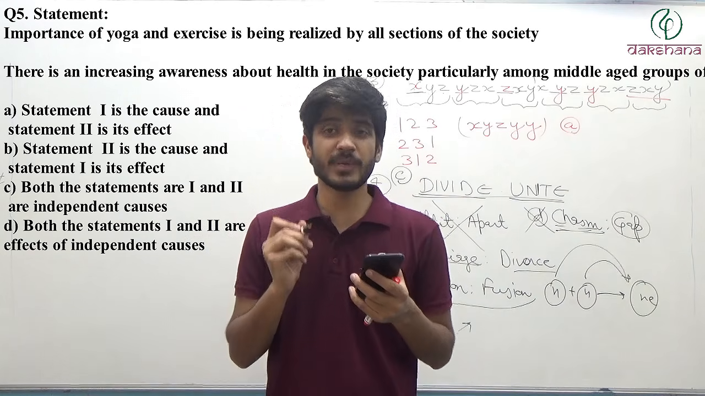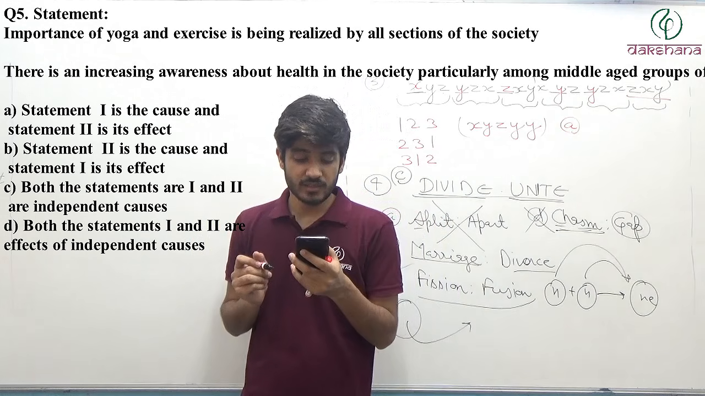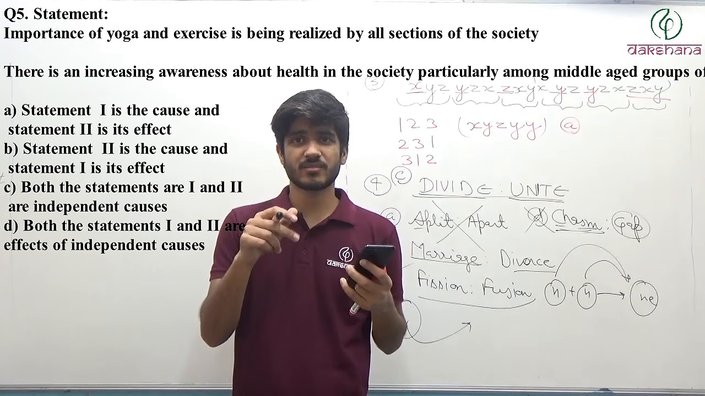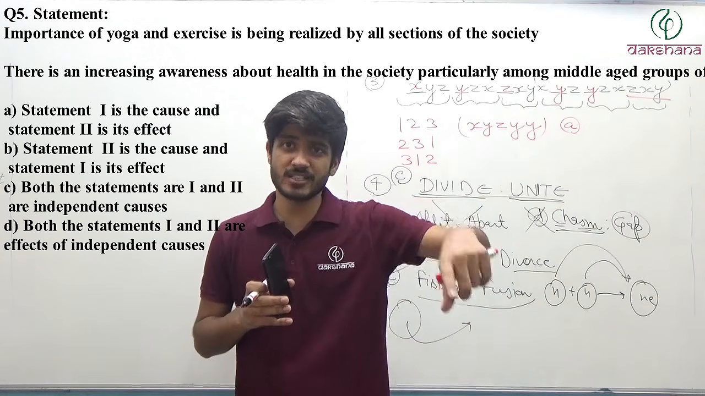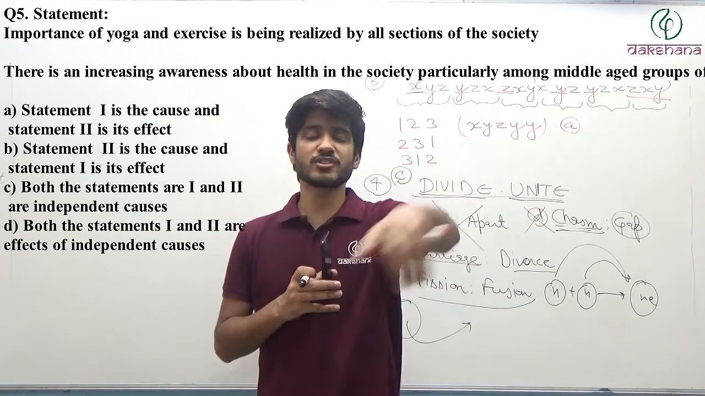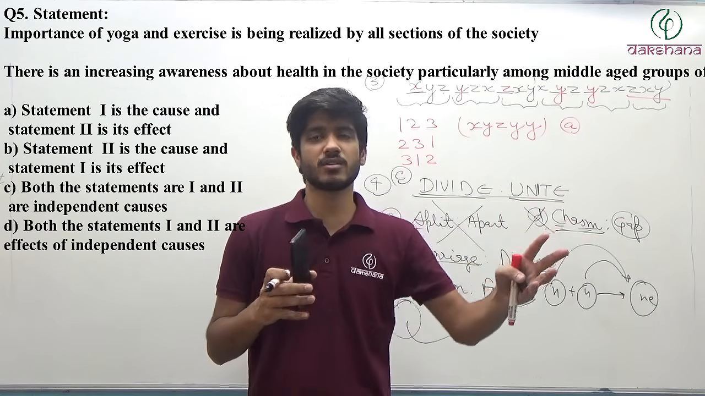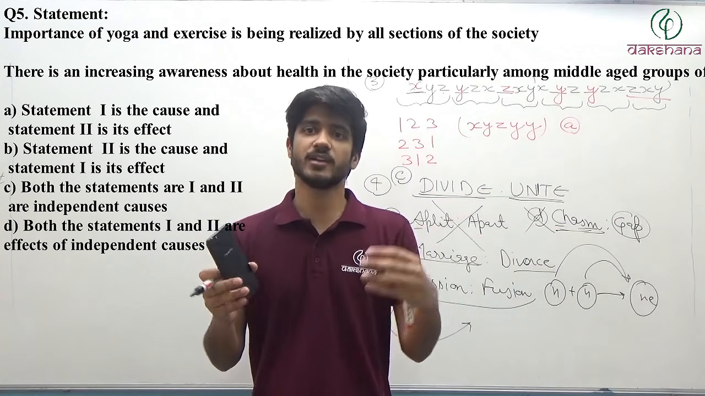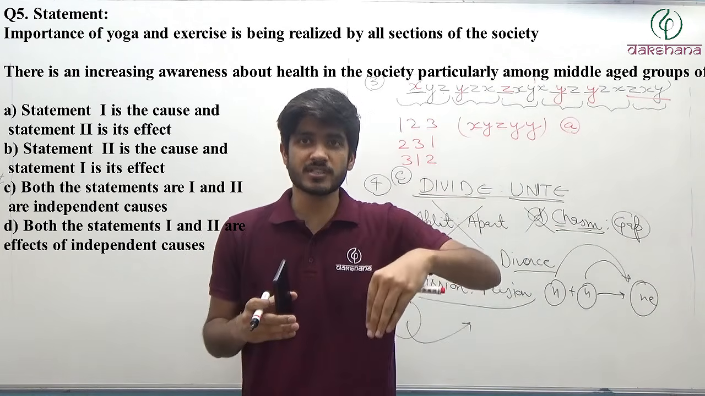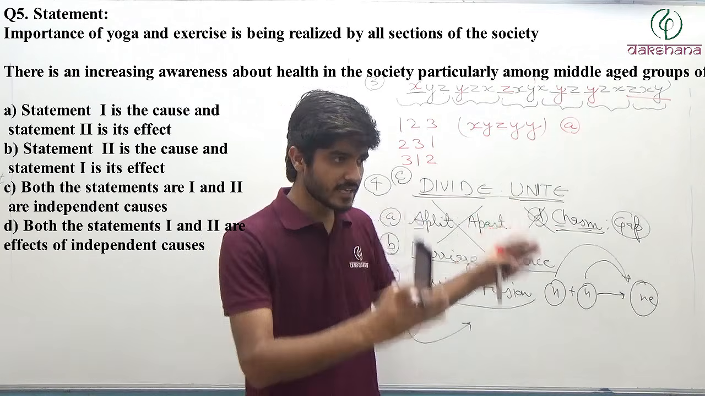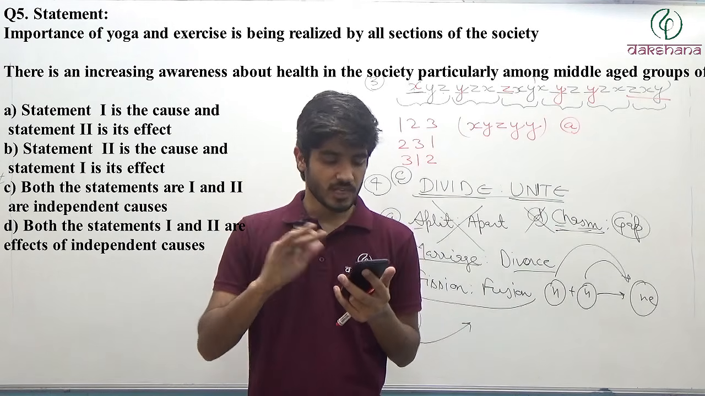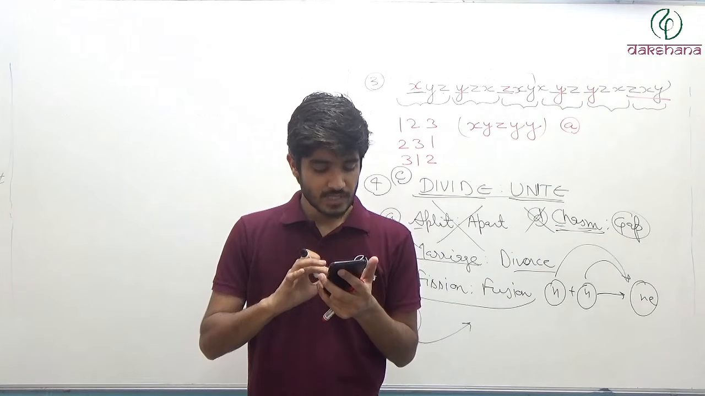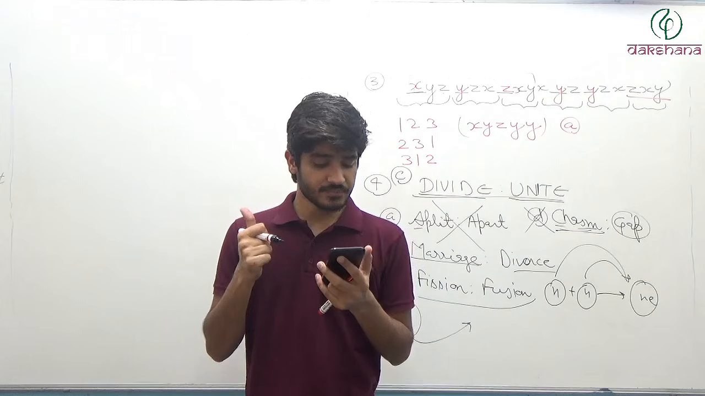So option number B is the right answer, where it says that people became aware first. The awareness spread into the middle-aged group, and then all sections of society, all age groups, acknowledging, okay, fine, yoga is important, we should do it. So that's the effect of the first thing, that the middle-aged group realizes the importance first, and then everybody, because they started doing it. So option number B is the right answer.